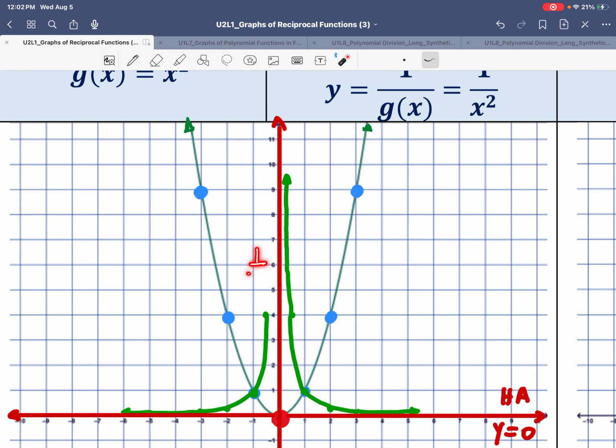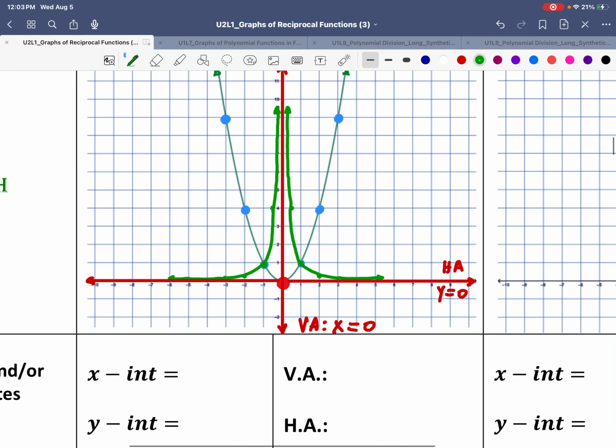So 1 divided by 0.000001 will give us very large numbers. So in this case, 1, 2, 3, 4, 5, 6. So it will give us 1 million. And that means that the function is approaching the vertical asymptote and getting bigger and bigger in the meantime.